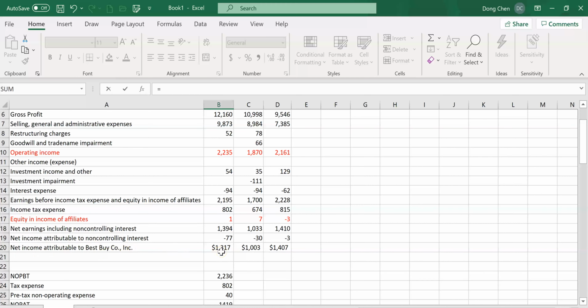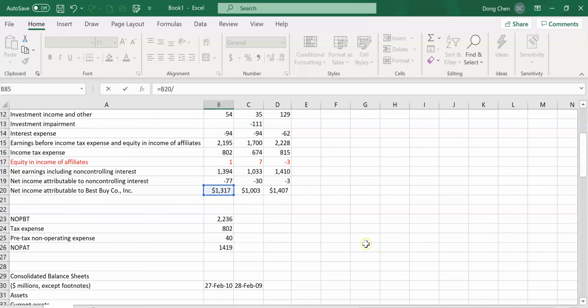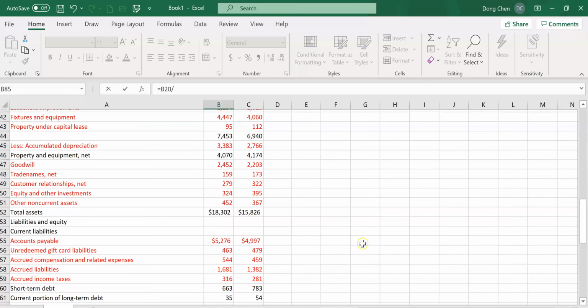And if you check the definition of ROE from the book and from my PowerPoint lecture slides, you should notice that we generally use the net income attributable to Best Buy. That means the ROE we are calculating here is from the perspective of the parent company. So we use this number, and to be consistent, the denominator for the ROE calculation is the shareholders' equity. But this term also has 2 numbers.